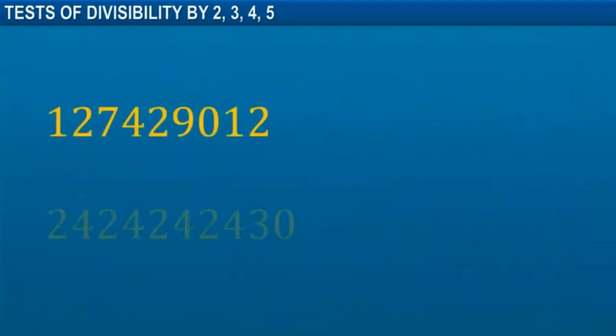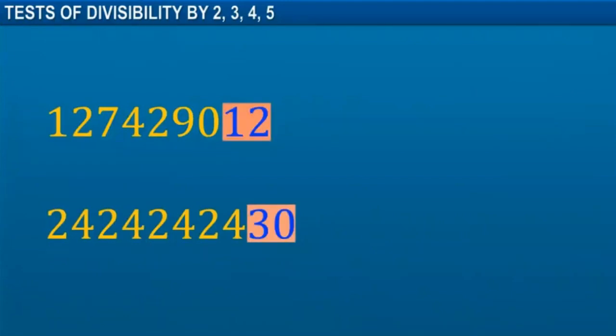Thus, to check the divisibility of a number by 4, you can see a number given: 12742901. Now the last 2 digits here form 12. Is 12 in the table of 4? Yes, it is. Since 12 is divisible by 4, I can say that the whole number given is divisible by 4. We take only the last 2 digits and check whether they are divisible by 4.